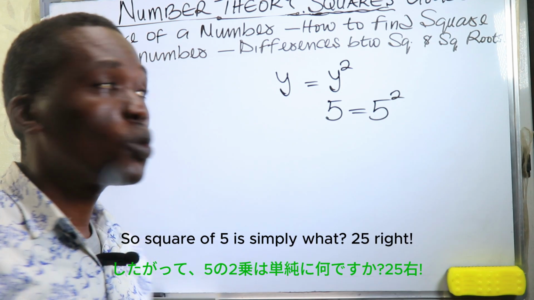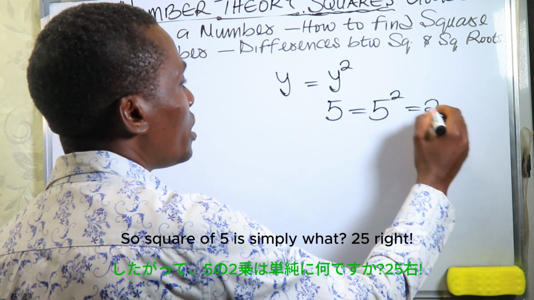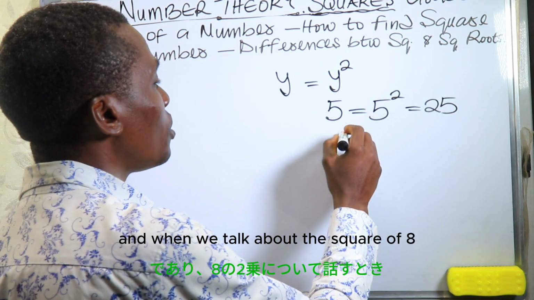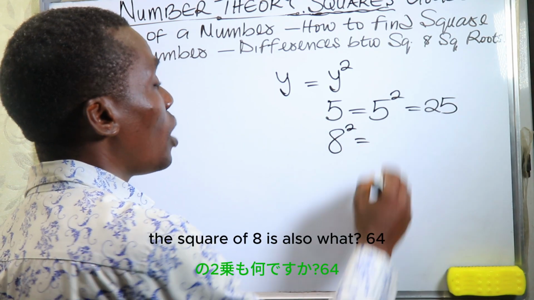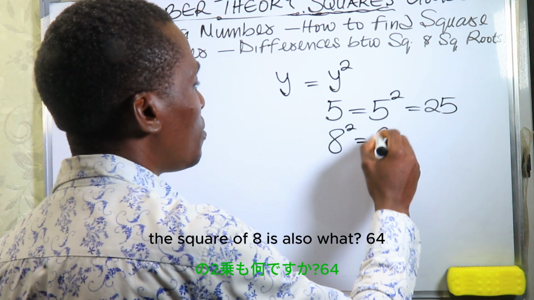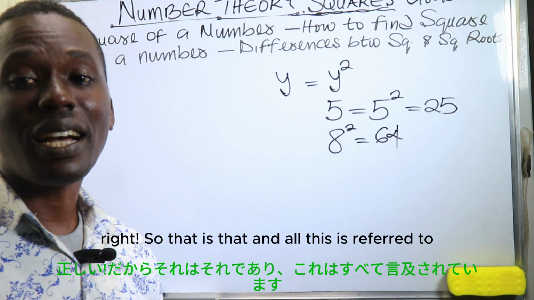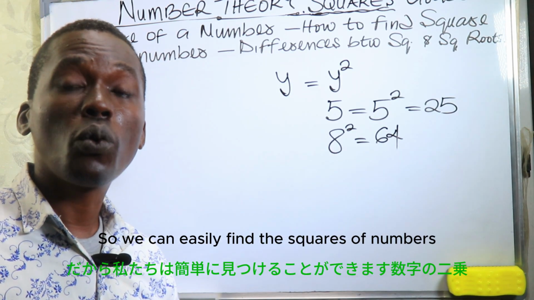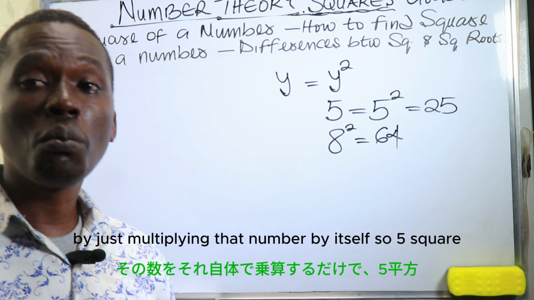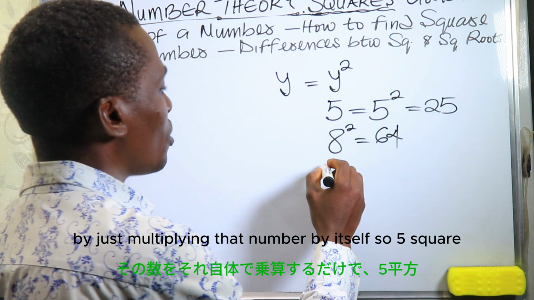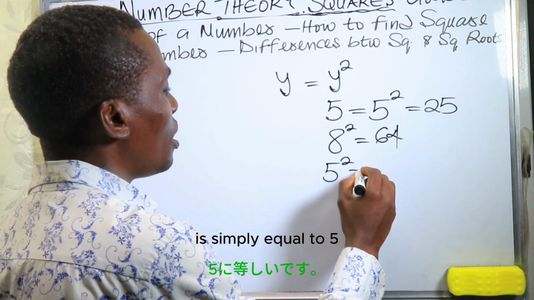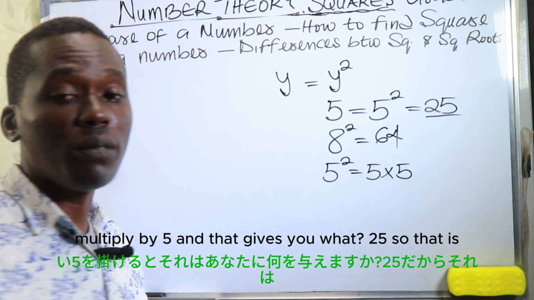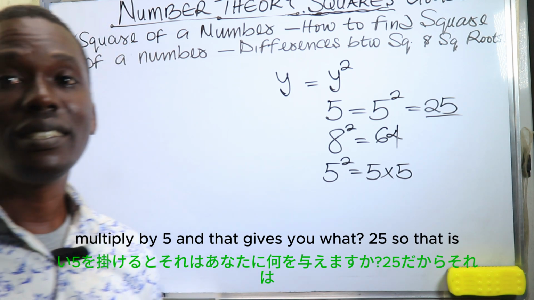So any number raised to an exponent 2 is what is called the square of that number. So the square of 5 is simply what? 25, right? The square of 5 is 25. And when we talk about the square of 8, the square of 8 is also what? 64, right? So that is that, and all this is referred to as squares. So we can easily find the squares of numbers by just multiplying that number by itself. So 5 squared is simply equal to 5 multiplied by 5, and that gives you what? 25. So that is that.